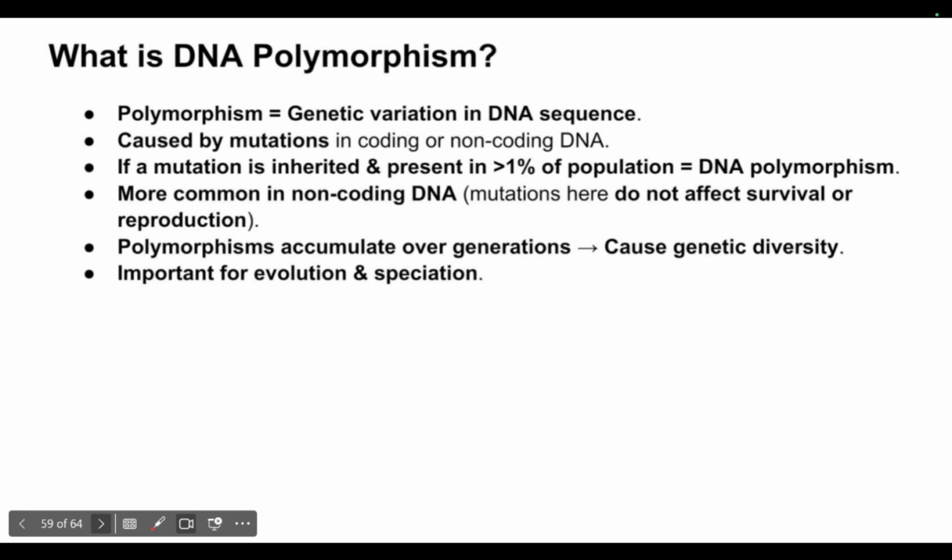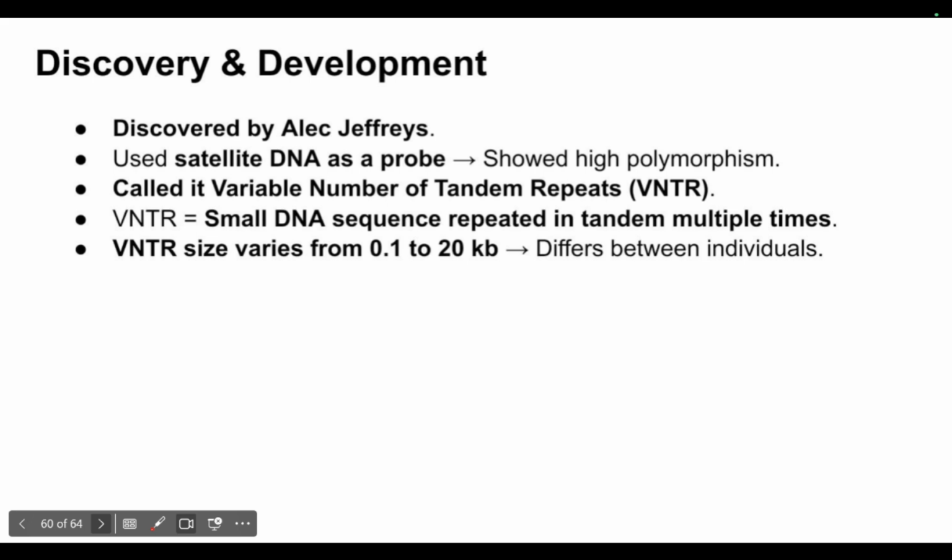And this specific DNA polymorphism will be used in DNA fingerprinting, and it is a very important source of variation, so it is important for evolution and speciation also. This technique of DNA fingerprinting was discovered by Alec Jeffreys, and he used satellite DNA as the probe, and as we have just seen, this satellite DNA shows a high level of polymorphism. And these polymorphisms or the satellite DNA are called variable number of tandem repeats.